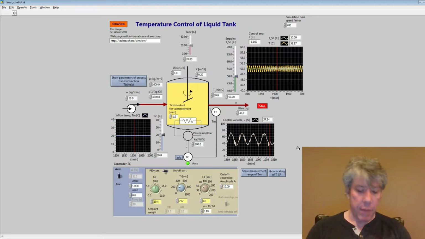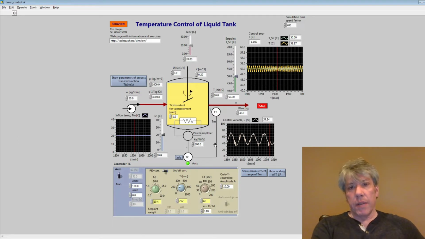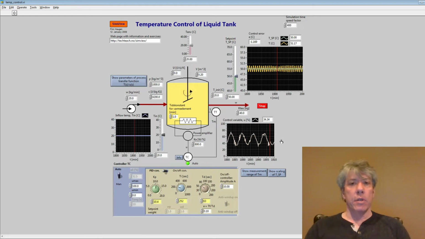30 minutes divided by 4 is 7.5 minutes per oscillation. So 7.5 minutes, you've got to be really careful here. Notice the x-axis is in minutes, but our gains, Ti and Td, are in seconds. So we have to be really careful here.